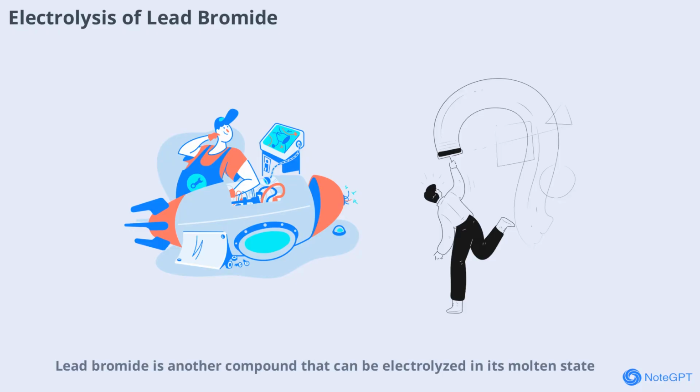Lead bromide is another compound that can be electrolyzed in its molten state. At the cathode, lead metal is deposited, while bromine gas is released at the anode. This process demonstrates the extraction of metals from their salts and is an important example in the study of electrolysis for ICSE students.